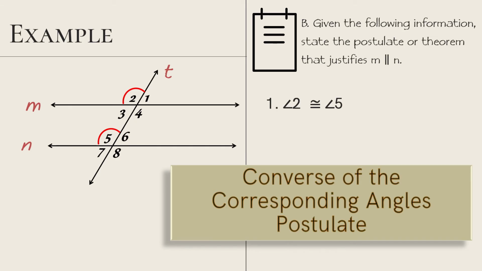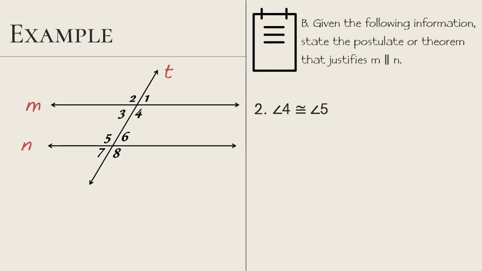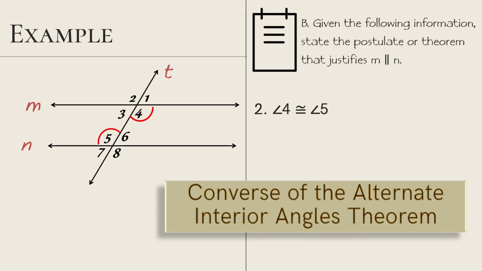Next, state the postulate or theorem that justifies that line M is parallel to line N given that angle 4 is congruent to angle 5. What is the postulate or theorem that justifies angle 4 is congruent to angle 5? That is right. It is the converse of the alternate interior angles theorem.